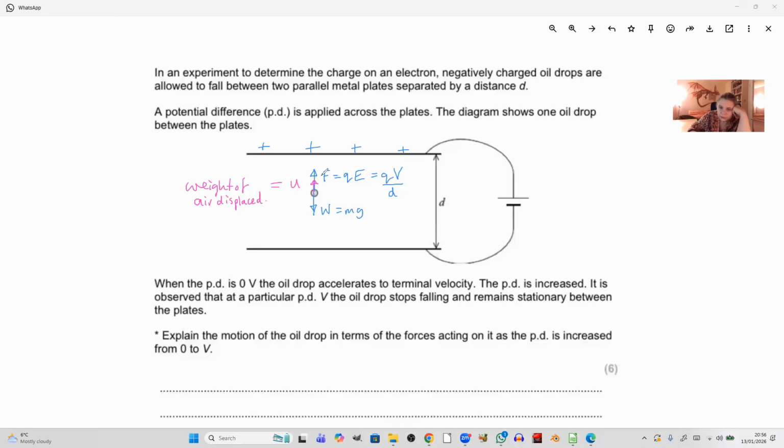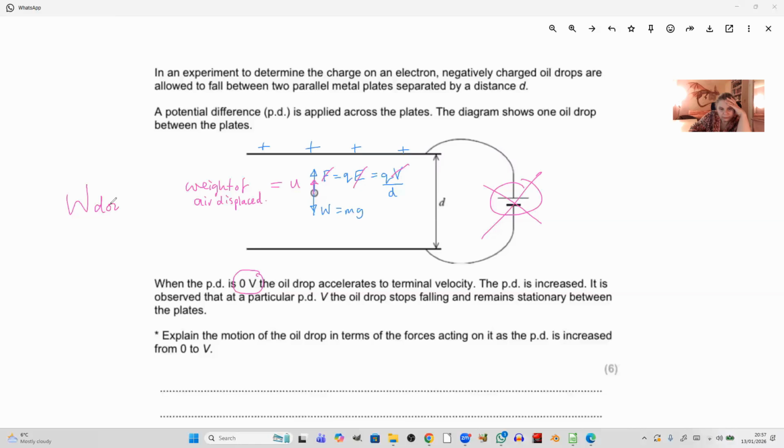Right, now, those are the forces on the object. It says when the potential difference is 0, so this has gone to 0, that power supply is not there, the oil drop accelerates to terminal velocity. So if V is 0, this E is 0, and the upward force F is 0, can you see that we end up with W down and U up?